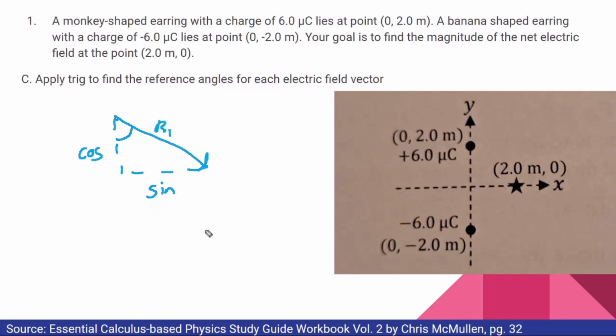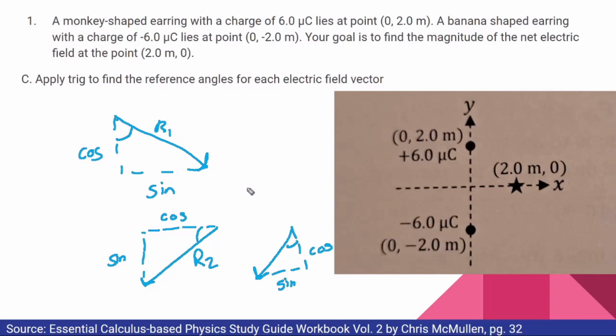And then for R2, we will be using this as our reference angle, meaning that this will be our opposite, and this will be our adjacent. You could also rewrite R2 like this, and use this as your angle of reference, and you would end up with a very similar sine and cosine as with R1.